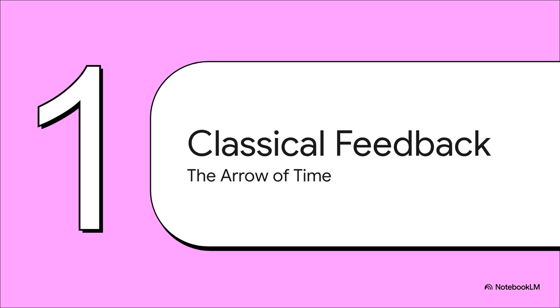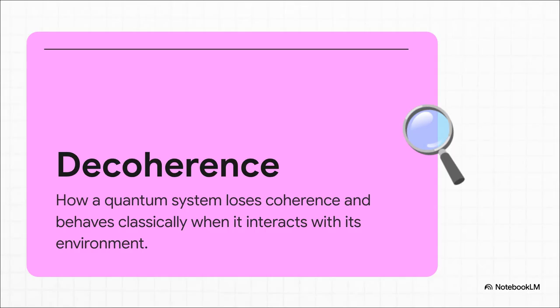Okay, let's start with what's familiar, the classical world. You know, the world of cause and effect, where your coffee always gets cold and you can't unscramble an egg. But why? Why does it only go one way? Well, CRET theory says the answer is all about a very specific kind of feedback. The key to all of this is a concept called decoherence.